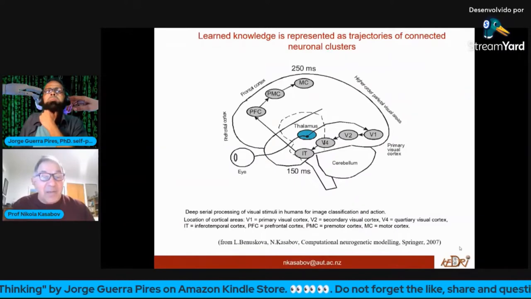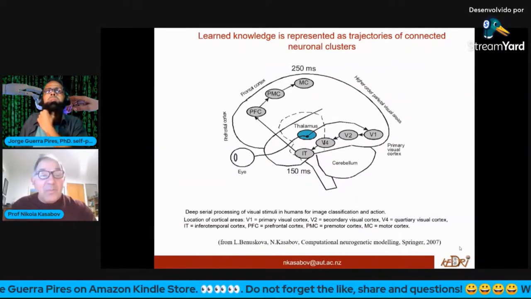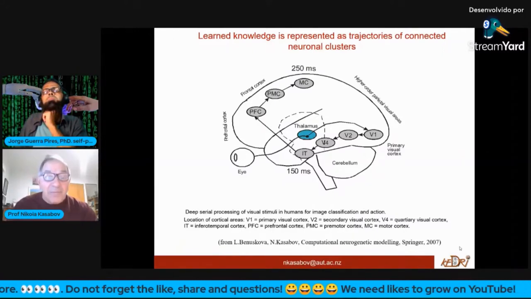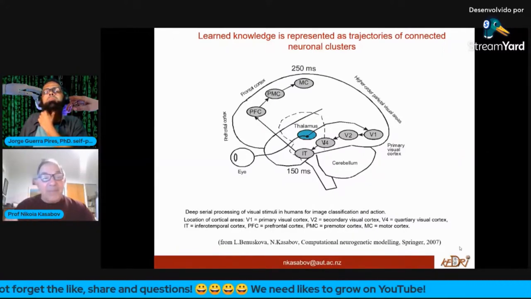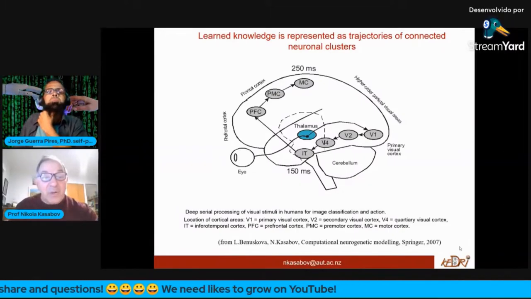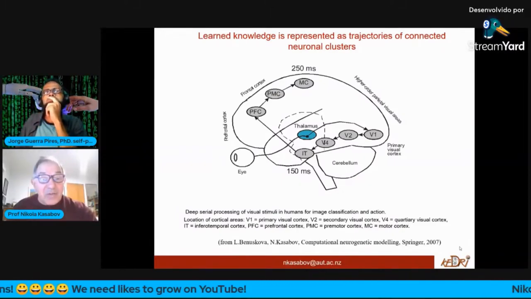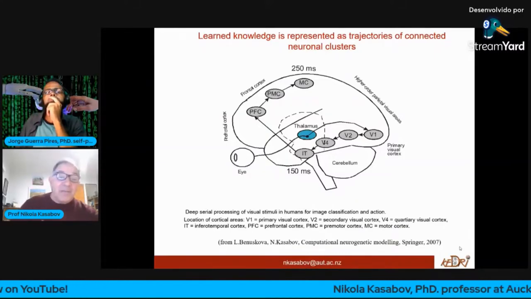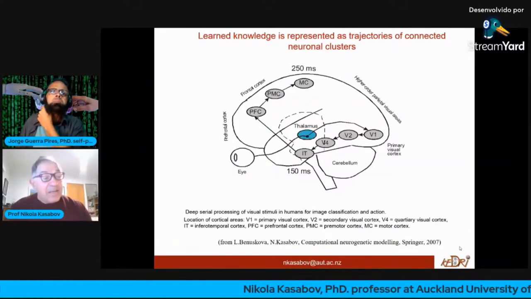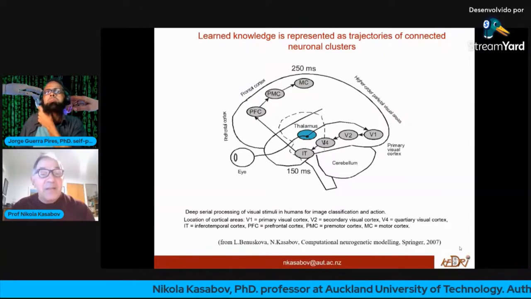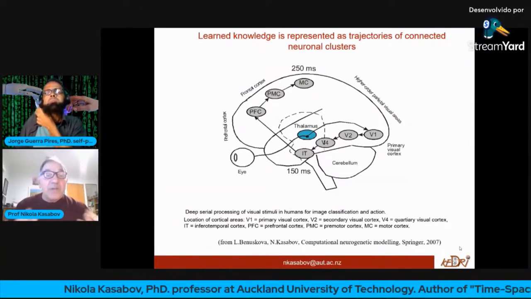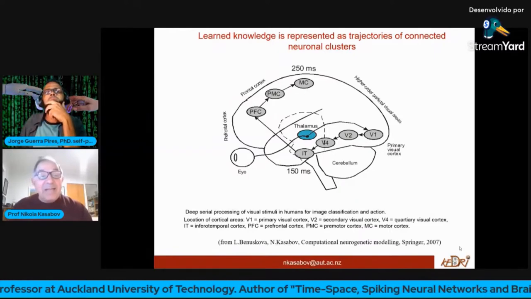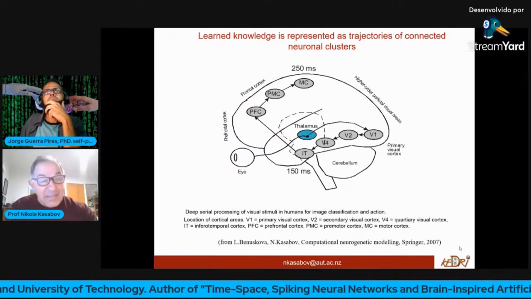And that is how we process, how we live with this environment to capture knowledge, to learn these trajectories of activation in the brain. And these trajectories can be represented in a simulating environment as spatial-temporal rules, because here we have both space and time of activities. Next slide, please.